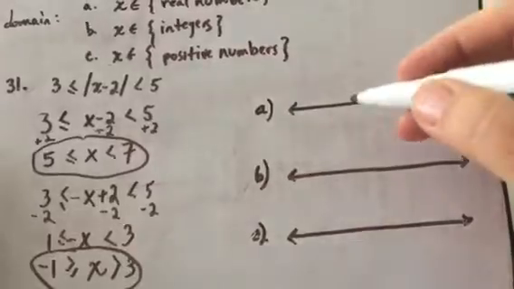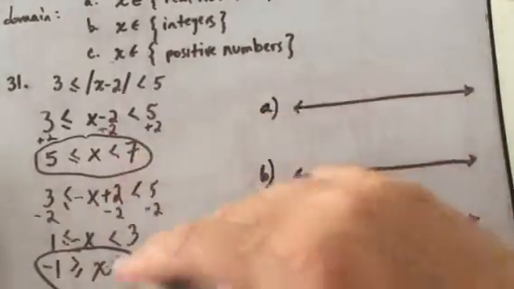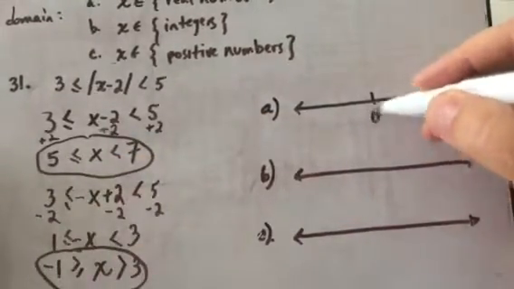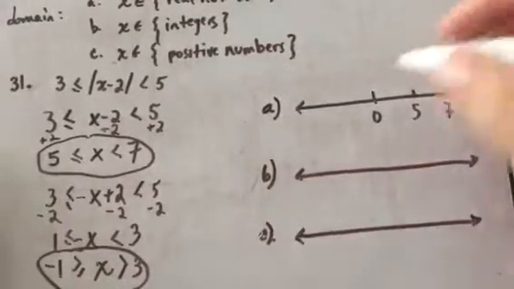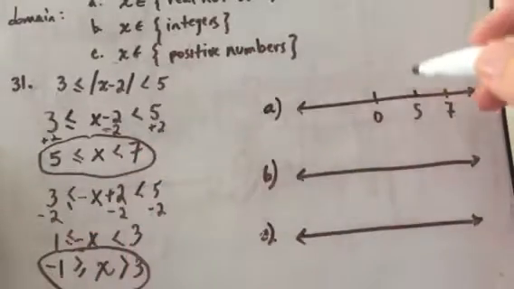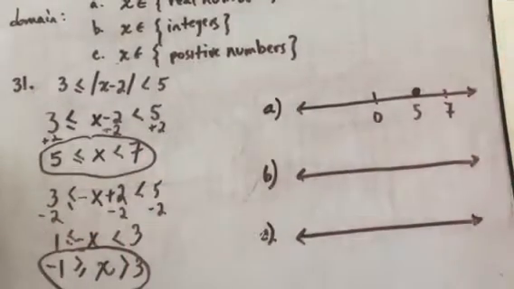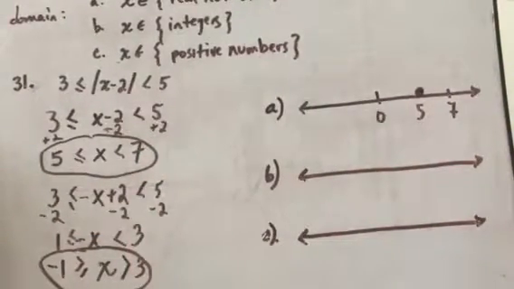So for A, if x is between 5 and 7, so say here's 0, here's 5, and here's 7, but it's greater than or equal to 5, so I'm going to shade that in, and actually I think I'll use a different color here if that's okay.